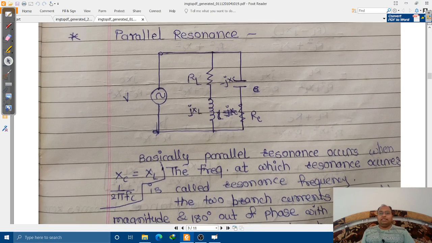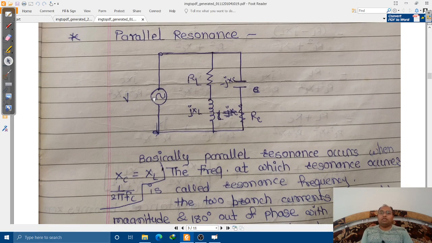Now let us see the different types of resonance. Up till now we have seen a series RLC circuit, and whatever concepts we have discussed so far were related to the series RLC circuit. Now let us go for another type of circuit which can generate resonance, that is nothing but parallel resonance.